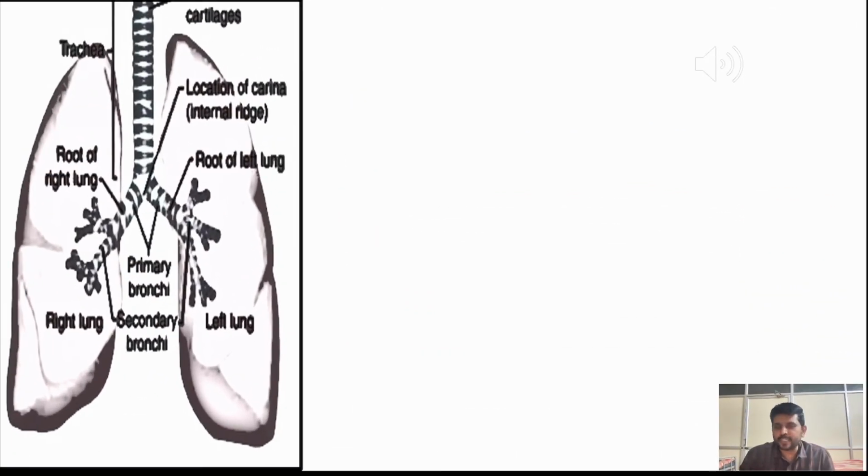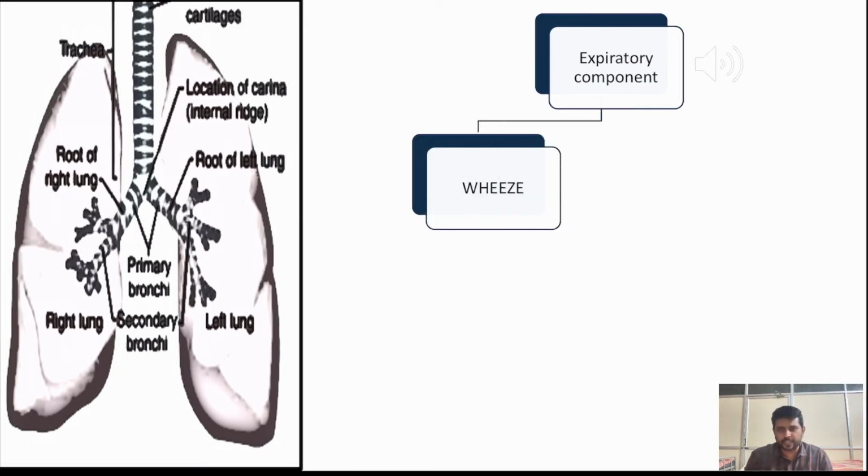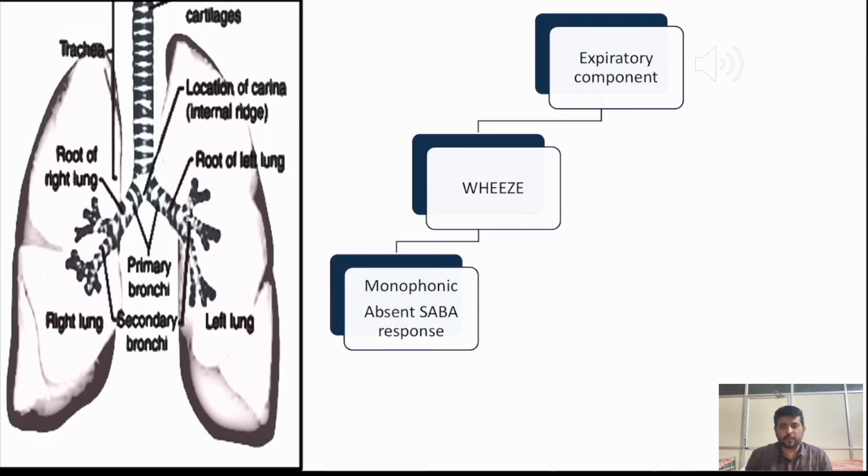Let us decode respiratory noises with expiratory component. Listen to this sound. Purely expiratory, because the site of obstruction is in the intrathoracic trachea, bronchus, or in the alveoli. If the site of obstruction is in the intrathoracic trachea or bronchi, then it is a low pitched expiratory sound, otherwise called wheeze. It can be either monophonic without any response to salbutamol.